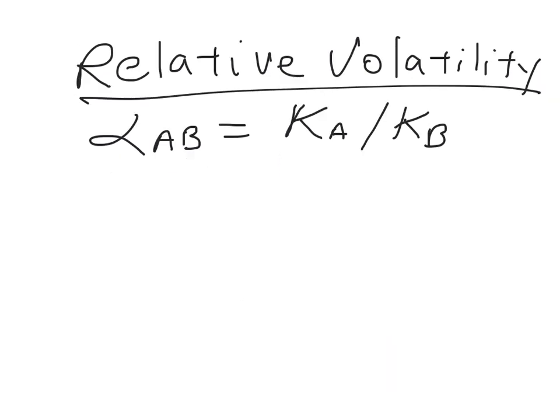So the next concept, relative volatility. This term here, alpha AB, is simply the ratio of the K values of two particular chemicals or species. In this case, it's the K value of A divided by the K value of B. The relative volatility tells us how volatile they are compared to each other. So a larger relative volatility value would tend to mean that species A is more volatile than species B. It's just a way to compare the volatility of two components.